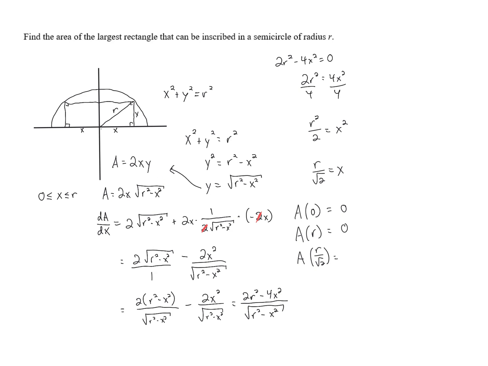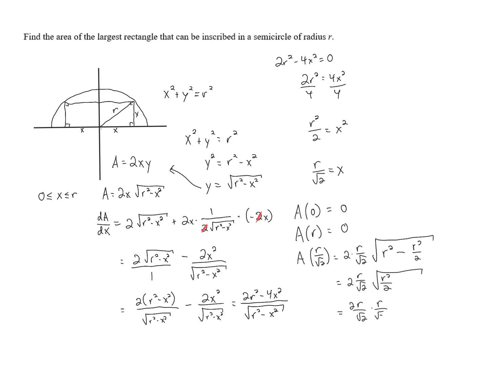So that's going to be 2 times x, which is r over root 2, and then times the square root of r squared minus x squared. Well, x squared here is r squared over 2. And then inside that radical, r squared minus half r squared is just going to be half r squared. So we're going to have 2r over root 2 times the square root of r squared over 2. And that's going to give us 2r over root 2 times the square root of r squared, which is just r.